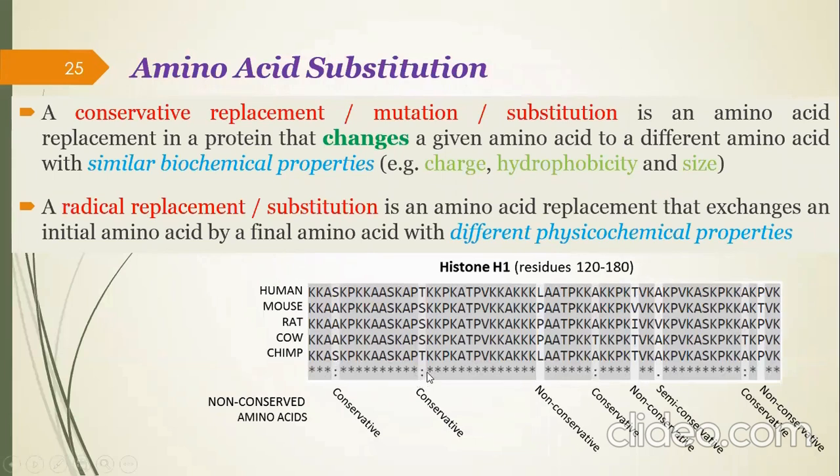And here is a double dot, so that will mean conservative. Here there is no dot, so that is non-conservative. And here also it is non-conservative, and here is semi-conservative, and here is conservative, and here is non-conservative. So that's it. Who will explain this slide?